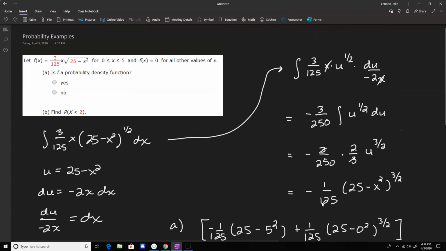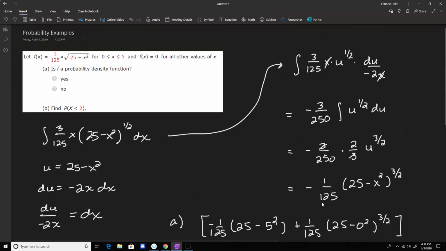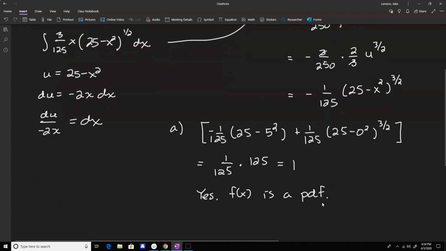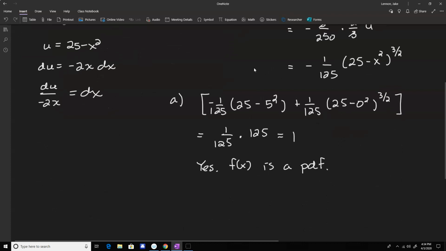Okay, so for part B, they want to know the probability that x is less than 2. Well, it's 0 everywhere outside of the interval from 0 to 5. So we're just integrating from 0 to 2. So again, basically, we use this expression to evaluate A and B.